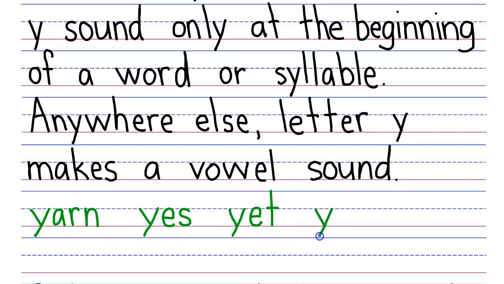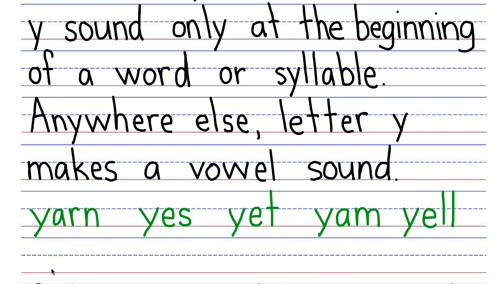Next word, yam. We have a Y that says Y, an A that says short A, and an M that says M, yam. Next word, yell. We have a Y that says Y, an E that says short E, and a LL that says L. Y, L, yell. So these are all words that begin with letter Y. And because letter Y comes at the beginning of the word, it makes its consonant Y sound. Y, yarn, yes, yet, yam, yell.